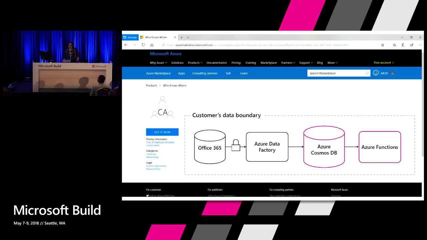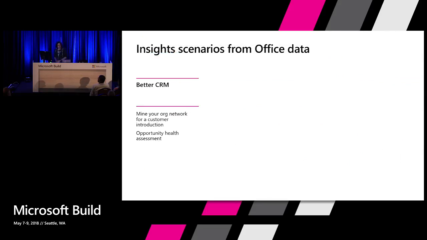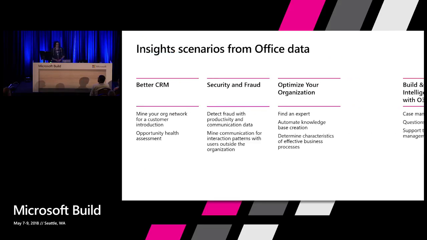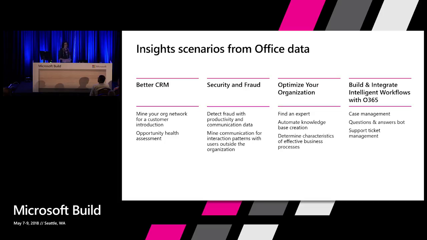So let's talk about some scenarios. We talked about Harmony and the topic understanding of the entire organization. We talked about Limeade and the understanding of employee well-being across the organization and making specific suggestions. Let's talk about a few other categories. We hear these ones from customers all the time: better customer relationship management, security and fraud, optimize your organization, intelligent workflows within Office 365.